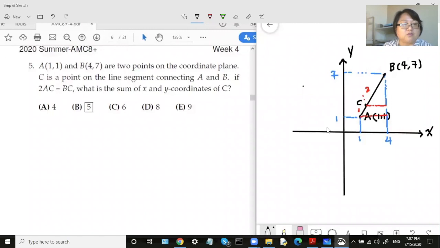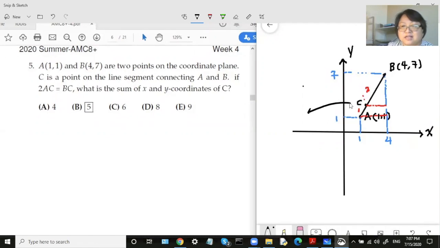Problem 5. We have 2 points on the coordinate plane, A and B. A is (1, 1), and B is (4, 7). C is a point on the line segment connecting AB, and 2AC equals BC, so the ratio of AC to BC is 1 to 2. What is the sum of the coordinates of C?